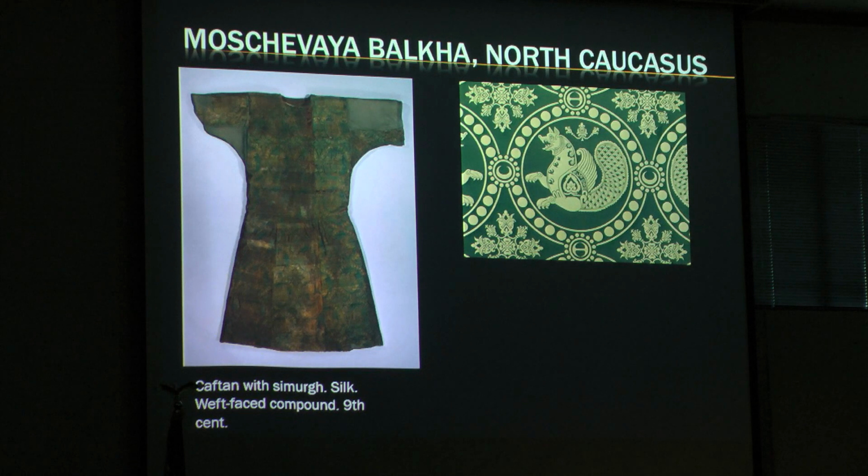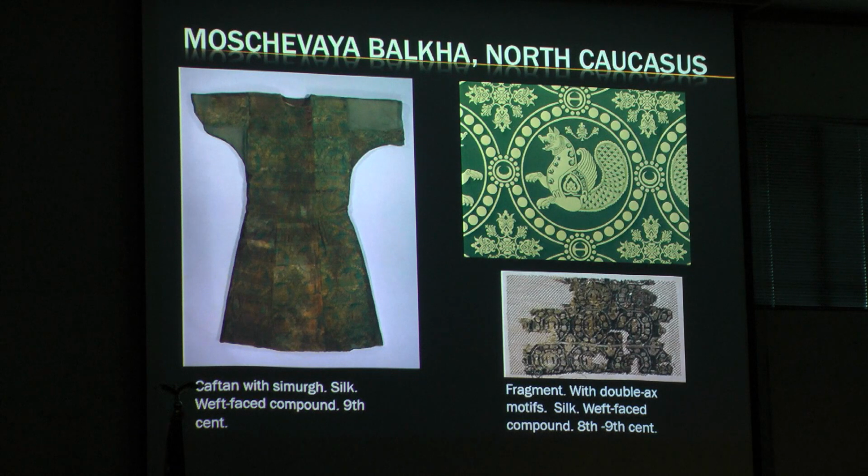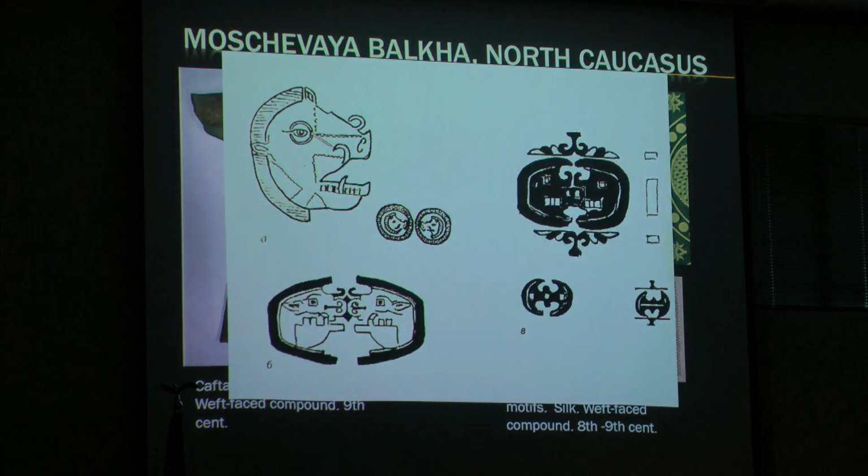Amongst these, the most famous is the green kaftan with simurgh that I showed you before, and an interesting small pattern which appears especially or only in this region, that is this double axe motif enclosed in a beaded roundel, that most likely was an indigenous pattern that was transformed by the combination of two boar heads into an axe.